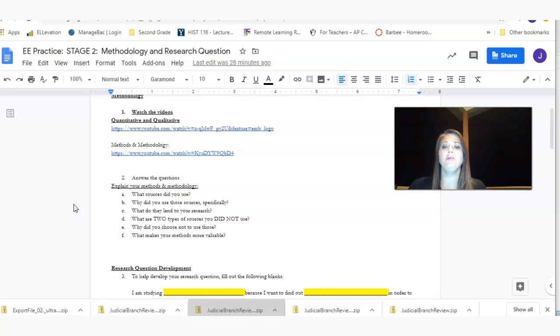And then F, what makes your methods more valuable to your research? So you have to have an approach to research. You don't just jump into that, and we'll talk about that in just a second.